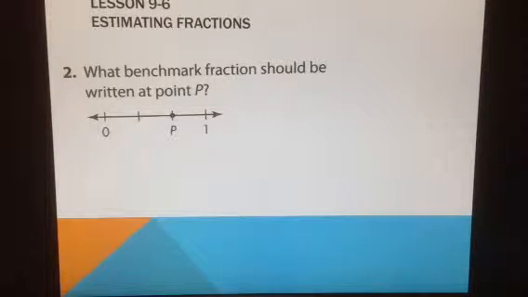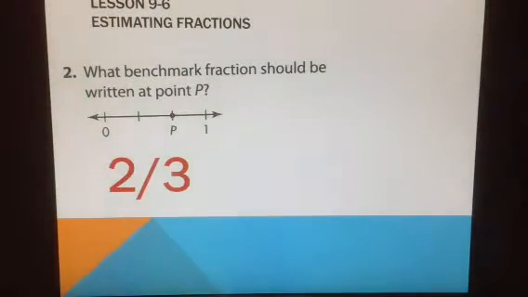What benchmark fraction should be written at point P? I see 0 on one side, I see the number 1 on the other, and then I see the number line broken into 3 equal parts. P would be 2/3. The first line would be 1/3, the second line would be 2/3, and 1 is another name for 3/3, so it makes sense.